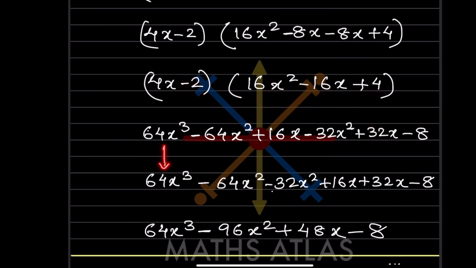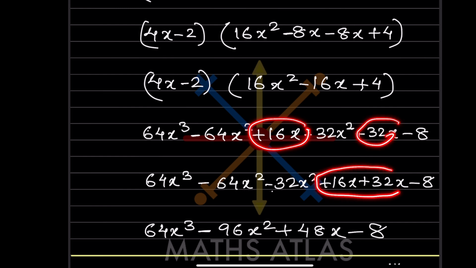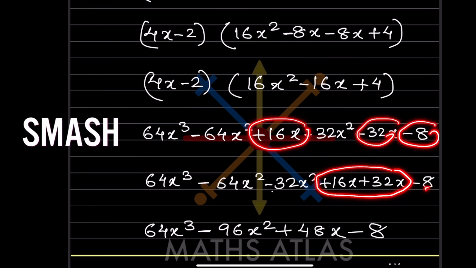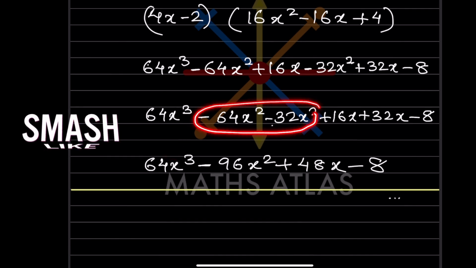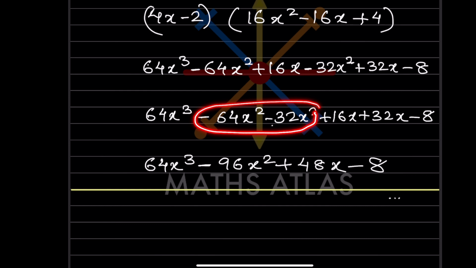So this is going to be x cube, here 64x square, and then again here we have one more x square, so that will be here, then x and x, that should be together over here, and this constant is here. So this is only once. So when you take this one, so what will you get here? Minus 64 minus 32. So that is going to be minus 96. Here plus 48x, and this is minus 8. So this is the answer.